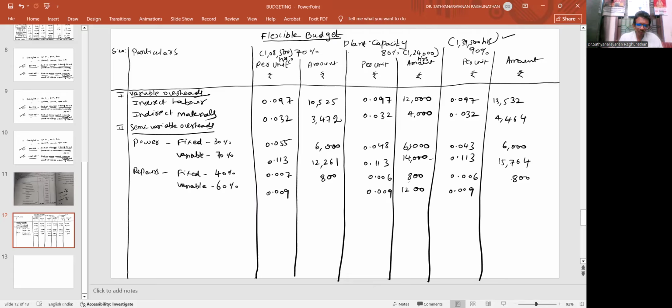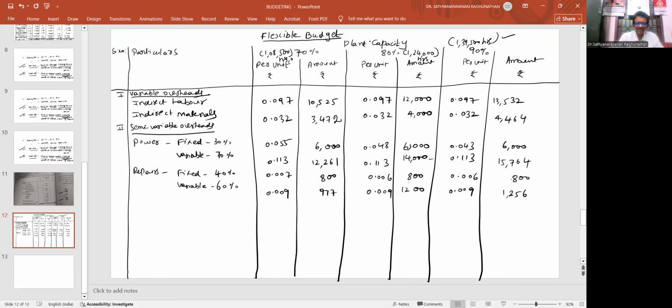Now you calculate the amount column for variable. That is 1,08,500 into 0.09. 976.5 means 977. This we have calculated already. And then 90% capacity, 1,39,500 into 0.009. Okay. 1255.5 means 1256. Understood?